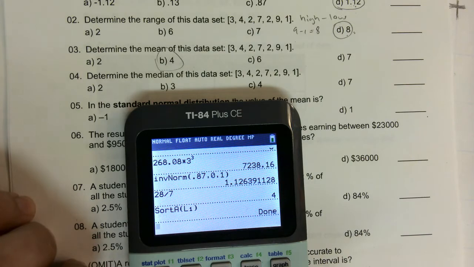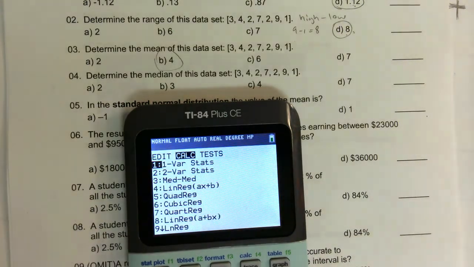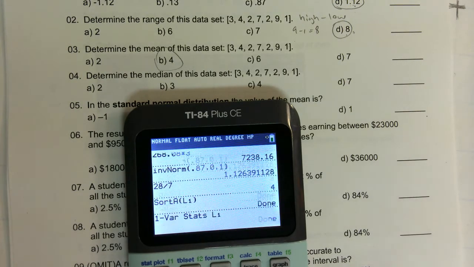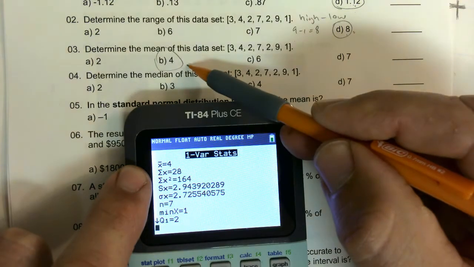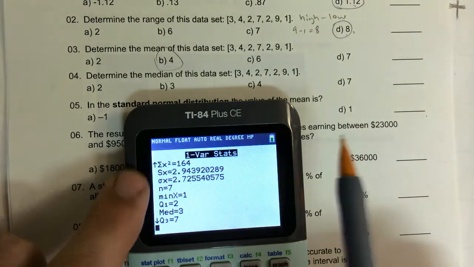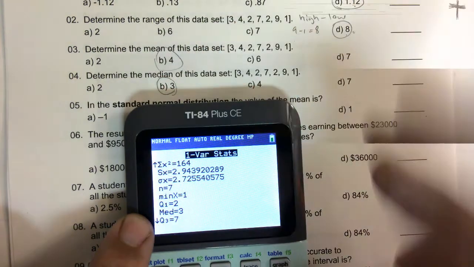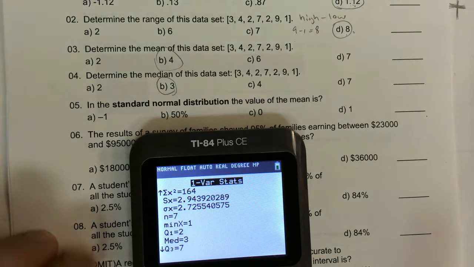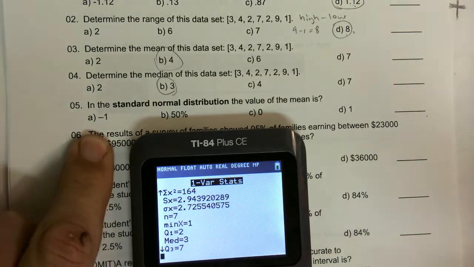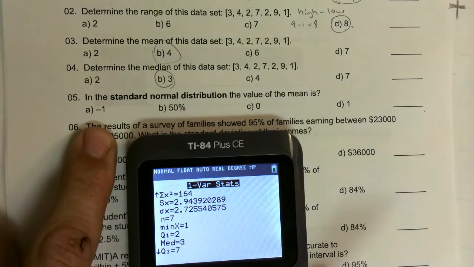Not that it matters. You don't need to sort, because if you do the one variable stats of L1, that gives you, right, the average is 4, which we already knew, right? And our median is 3. So we can actually answer this. It's 3. If you use your calculator, show me the inputs, right? Show me some work that went with it. So if you get it wrong, it's not completely wrong, right?